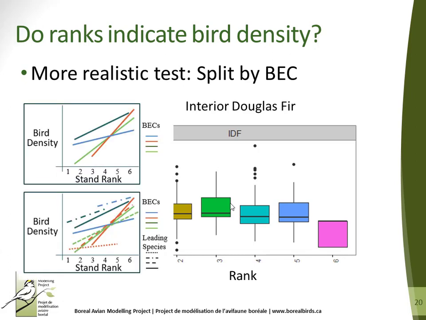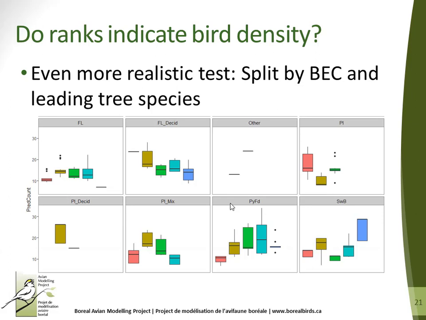But again, remember I said that this is the more realistic case, but not the even more realistic case. So let's split it out by Beck zone and tree species. And that's what I've done here. I've only pulled out 8 of the 21 theoretically possible tree species groups. This is for the interior Douglas fir Beck zone. And what we want to see in the ideal case is that for all of these, from left to right, we're seeing an increase, because the x-axis is still rank, the y-axis is still bird density, and we want to see a positive relationship. Rank is telling us about density. For some of these tree species, for some of these stand types, that seems to be true, and for others it's not true. And I don't know why yet. I need to dig into that.